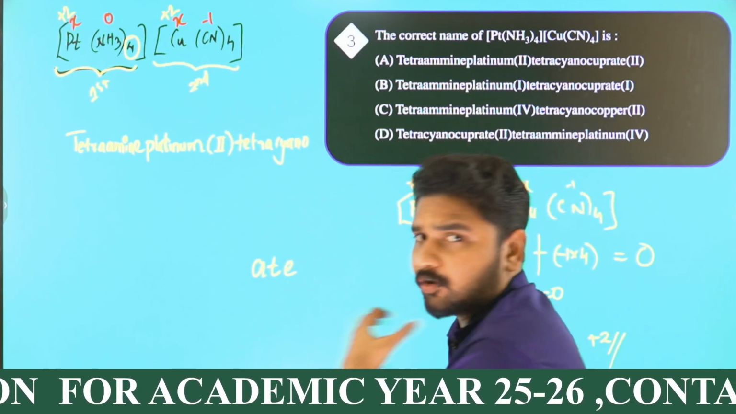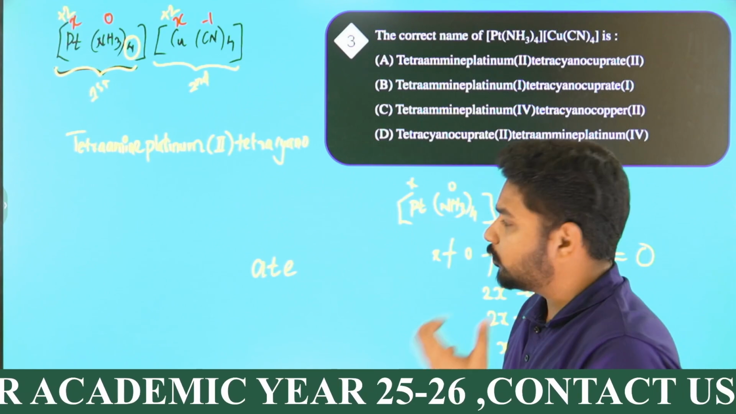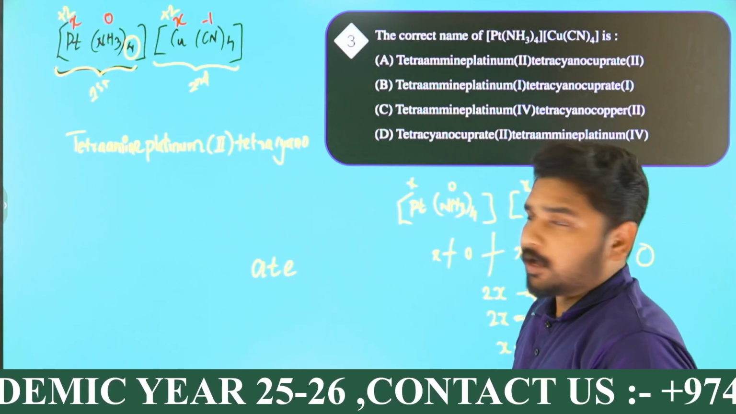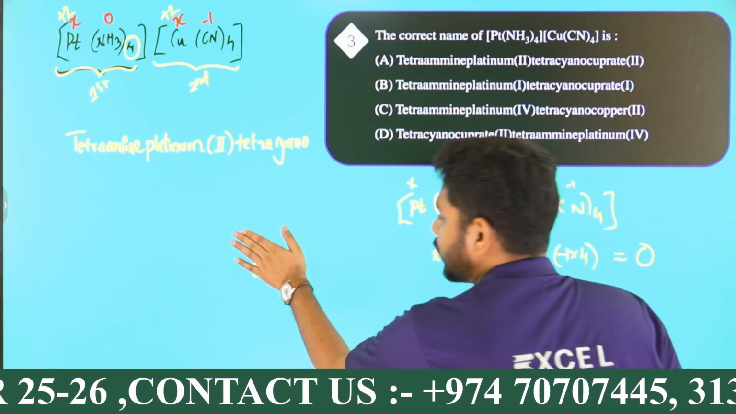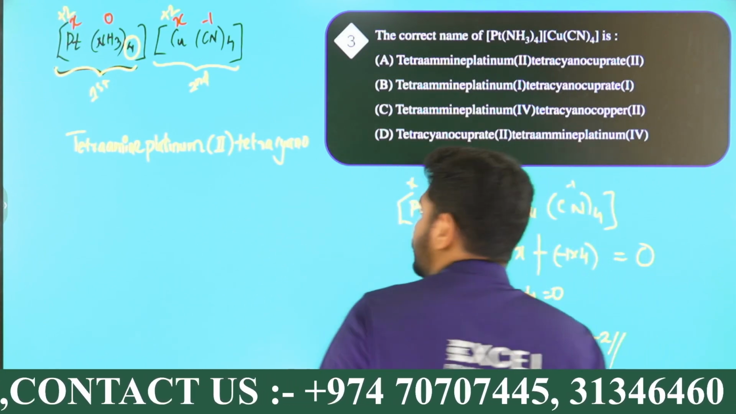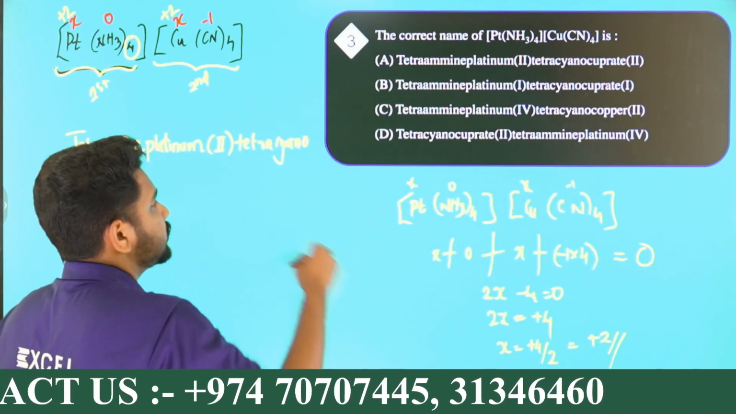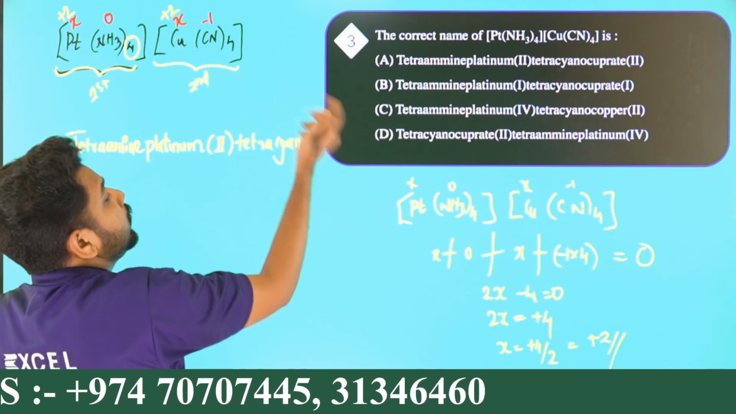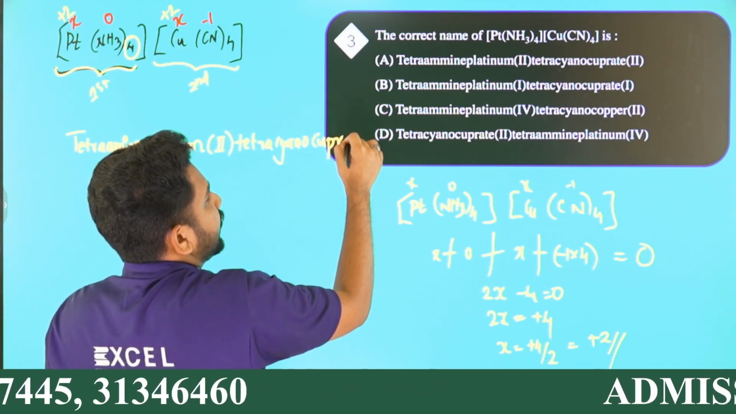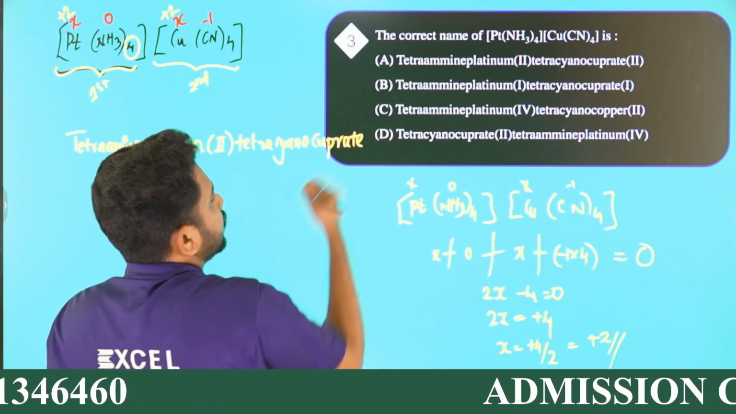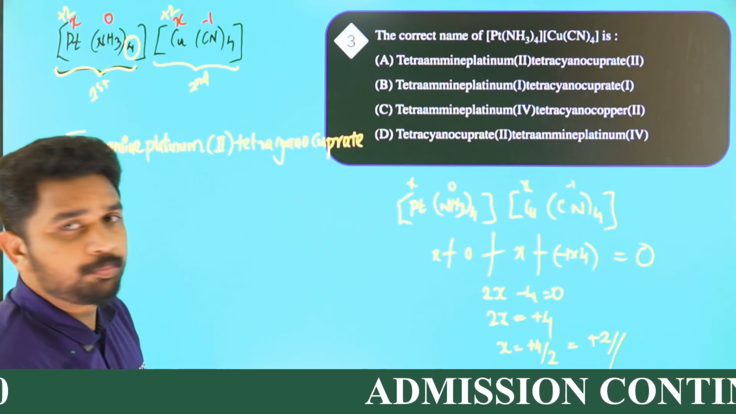So along with the copper, you have to add -ate. But don't write it like copperate, because for copper you need to write the Latin name. What is the Latin name of copper? It's cuprum. So you can add -ate with that, and you will get cuprate.